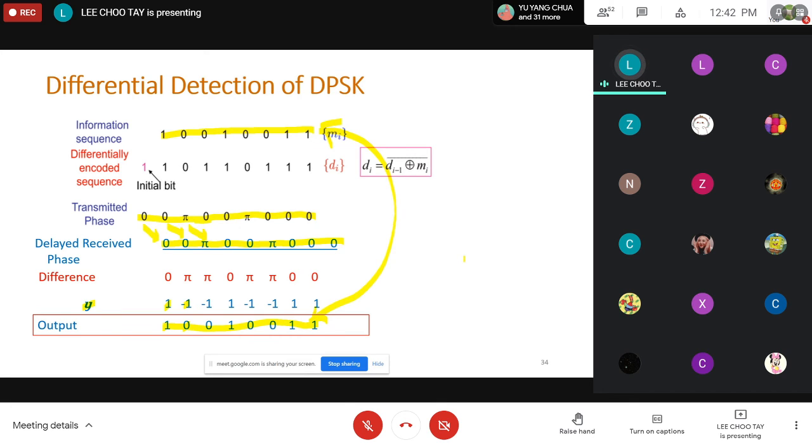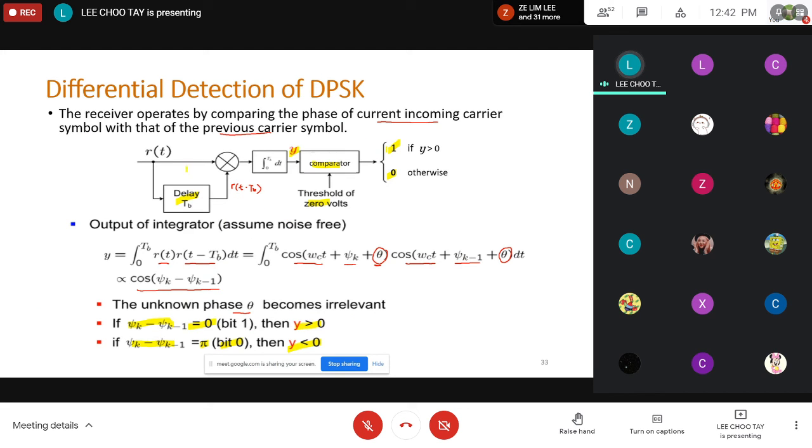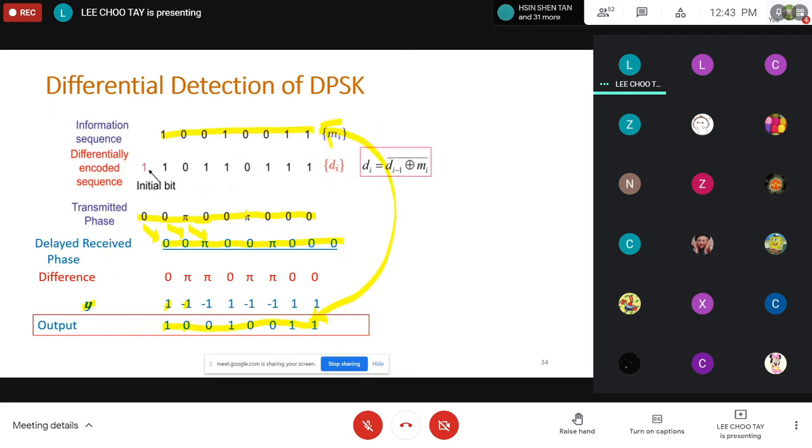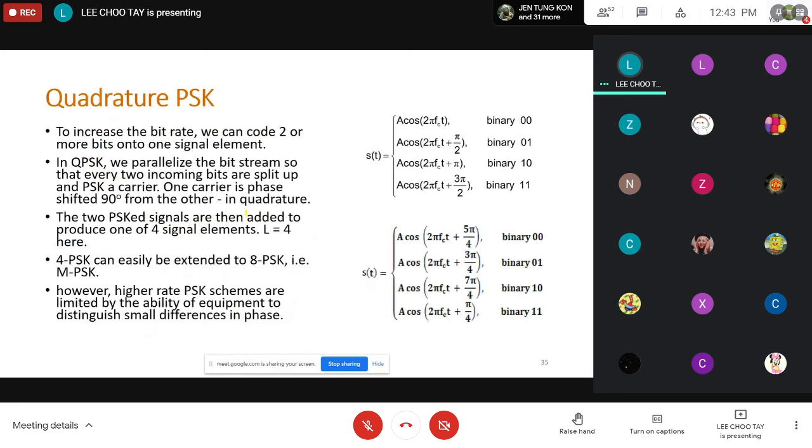So you can see in differential phase shift keying, in the recovery part, we don't need any local carrier. There's no carrier required over here. We just need a 1-bit delay, and then we multiply the incoming signal with the signal that has been delayed by 1-bit duration. We pass it through an integrator, followed by a comparator that will give us the original binary information. No carrier is used over here. So that is for differential detection.